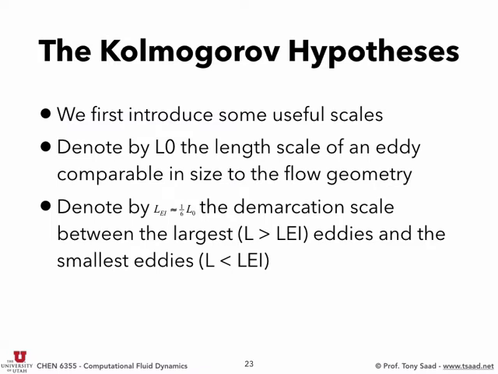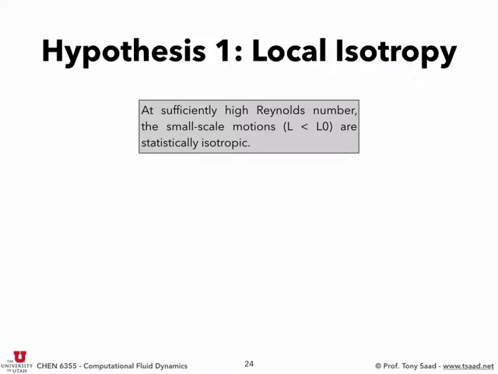Now he proposed three hypotheses. Hypothesis one, called the hypothesis of local isotropy, says that at sufficiently high Reynolds number, the small scale motions are statistically isotropic. So what does isotropic mean?